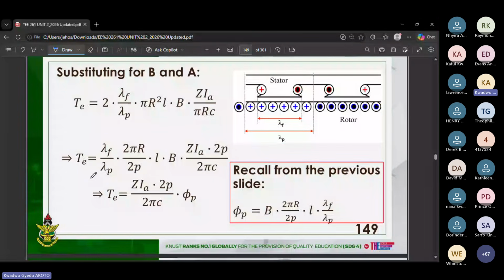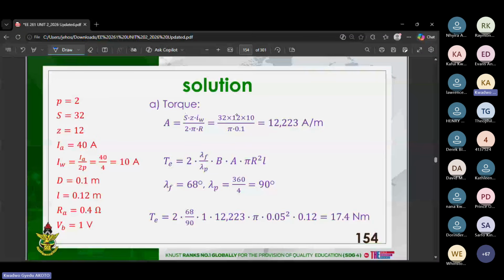So we have our number of slots to be 32. We have 12 conductors per slot. And IW is just our current per conductor, right? So each conductor is carrying 10 amps, let me see.